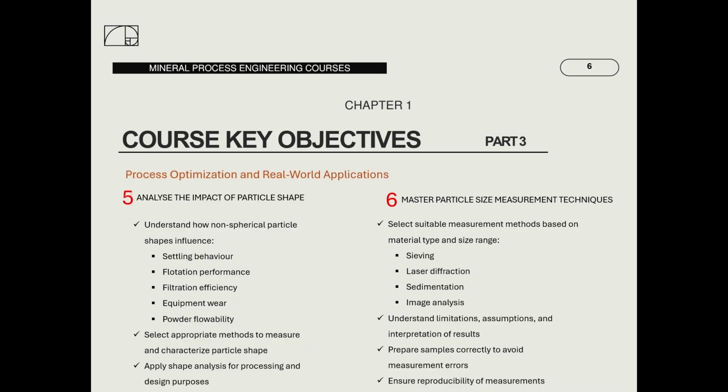Continuing with Part 3, this slide focuses on process optimization and real-world applications. It reinforces the importance of analyzing particle shape effects and mastering measurement techniques tailored to material type and size range. Proper sample preparation and understanding measurement assumptions are highlighted to avoid errors. These skills are essential for applying theoretical knowledge to practical mineral processing challenges, ensuring efficient and effective plant operation.